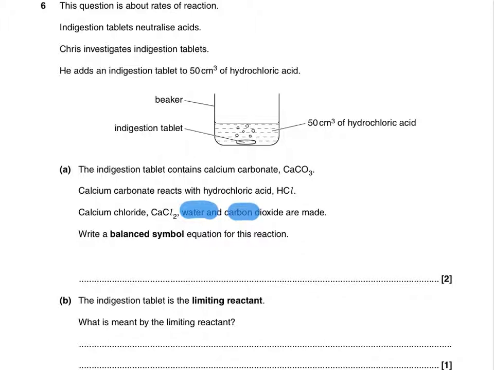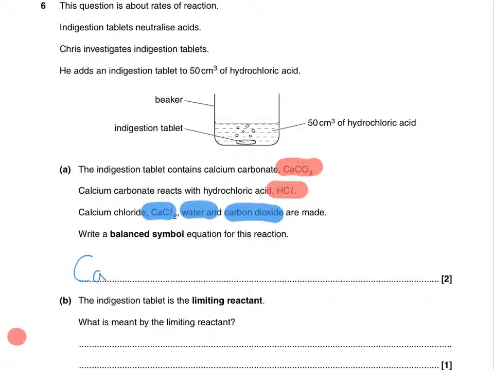So in blue, I'm going to highlight all the stuff that we end up with. You read through it again and you go, all right, calcium chloride, water and carbon dioxide are made. Those are the things that are going to go after our arrow. They are being made. What have we made them from? We can see calcium carbonate and hydrochloric acid. Those are the things we started with.